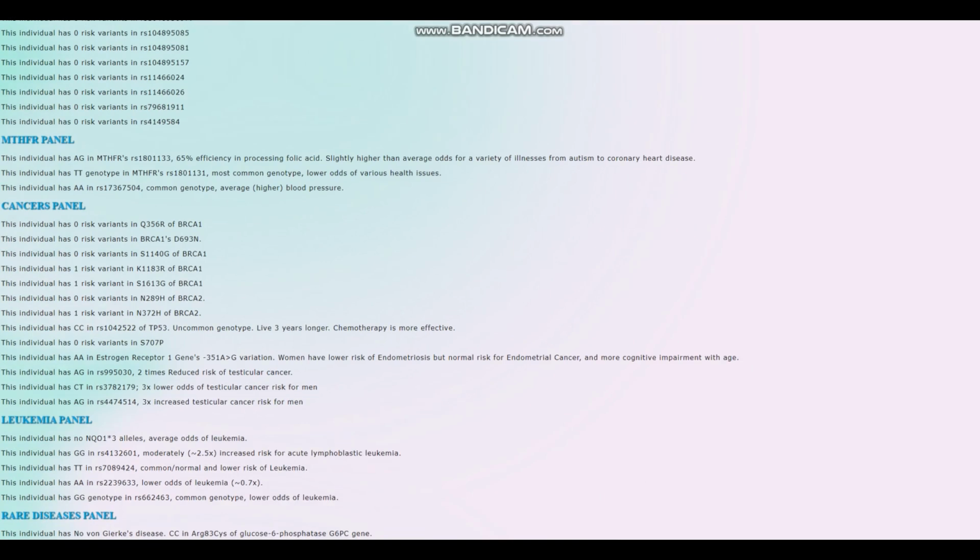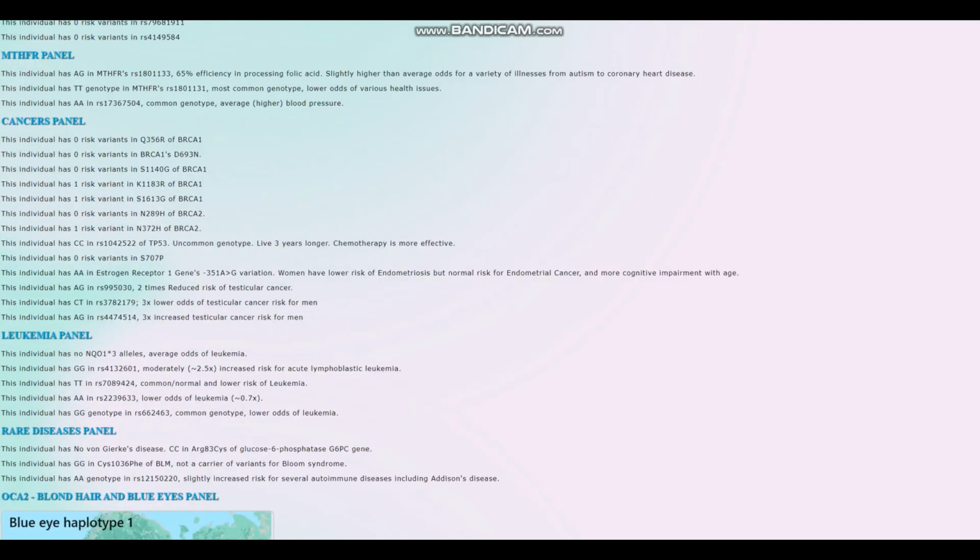I love it. For MTHFR, it looks like he's got 65% efficiency in processing folic acid. Pretty typical genotype. I think I have the same genotype here as well. Slightly higher than average odds for a variety of illnesses from autism to coronary heart disease. He's got a TT genotype in this variation of MTHFR, which is the most common genotype and leads to lower odds of various health issues. Once again, pretty good. And he's got an AA genotype here, which leads to average or slightly higher than average blood pressure.